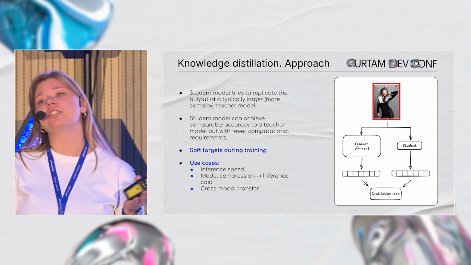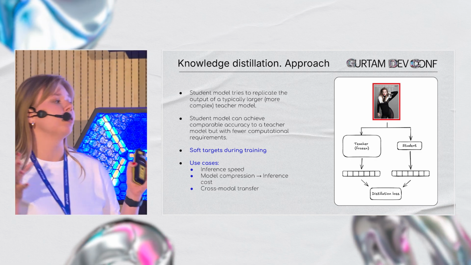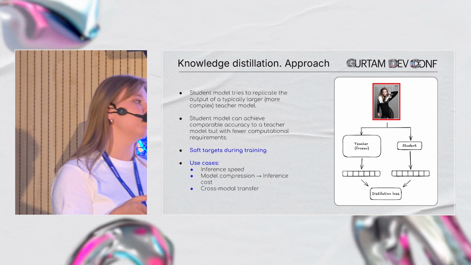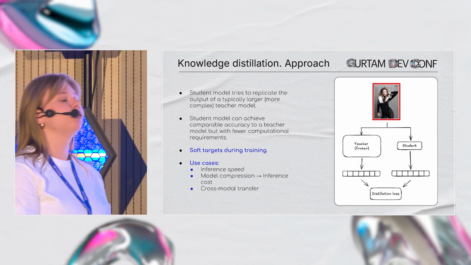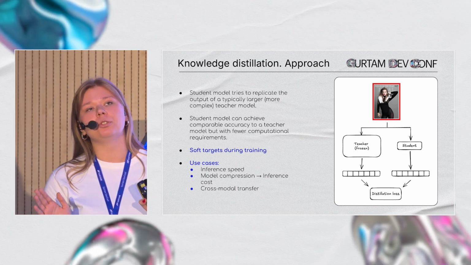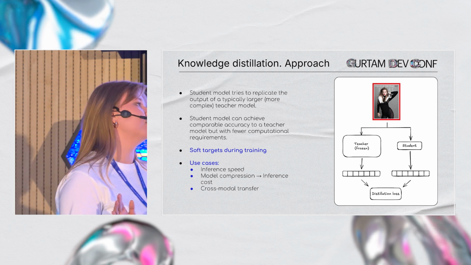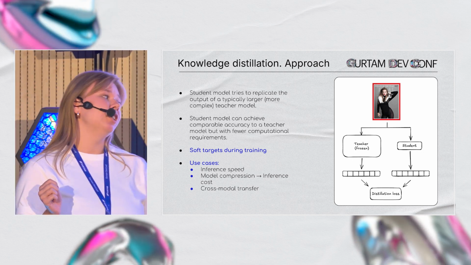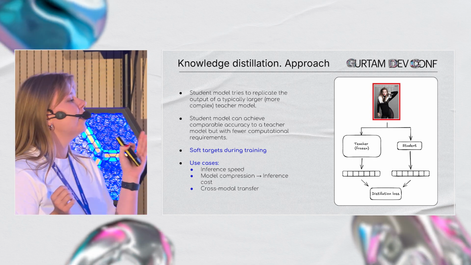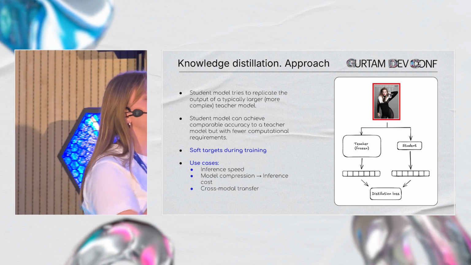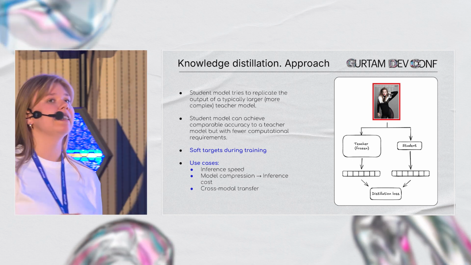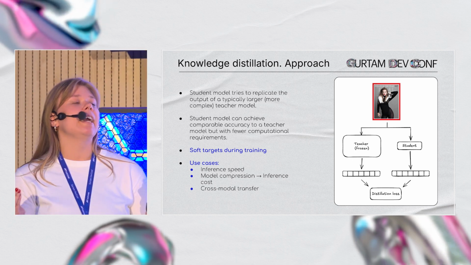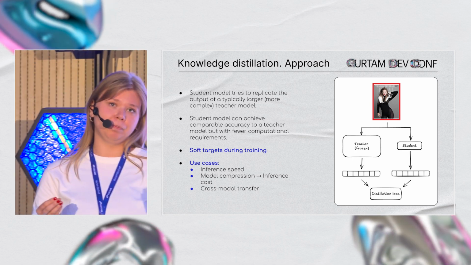And it works actually pretty simple. You just take your large model, which we call a teacher, and we try to transfer all the knowledge to a student model. So the training approach is pretty simple. We have our data, we feed it to our teacher model, which is frozen, and we feed it to our student model. And we train the student model in a way that it will replicate the outputs of the teacher.